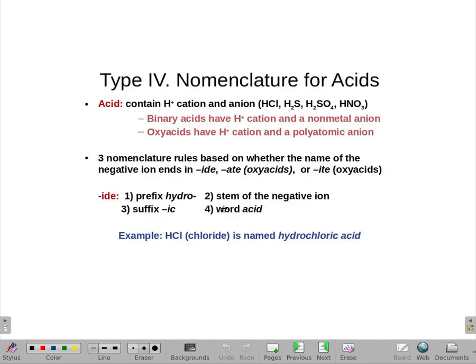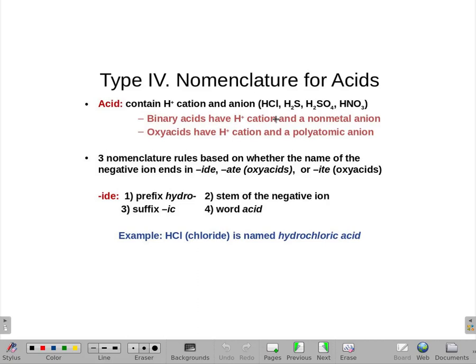All right, type 4 is naming acids. We're going to find there's really only 2 types of acids we name. We actually name binary acids, which is where we're going to take a single element that's a non-metal and put it with an H. So HCl, H2S, HBr, HI, HF are binary acids.